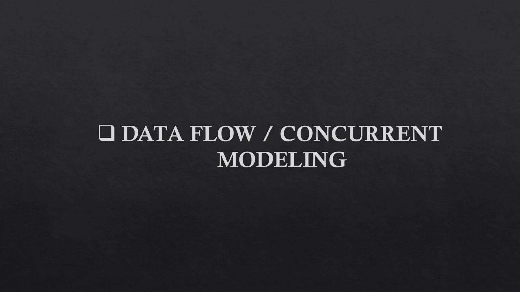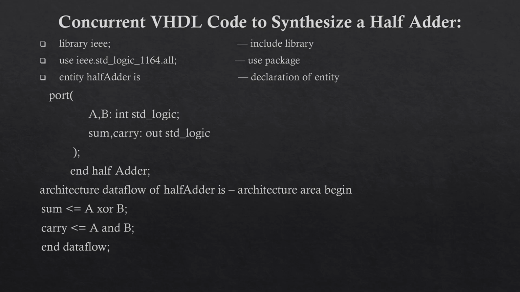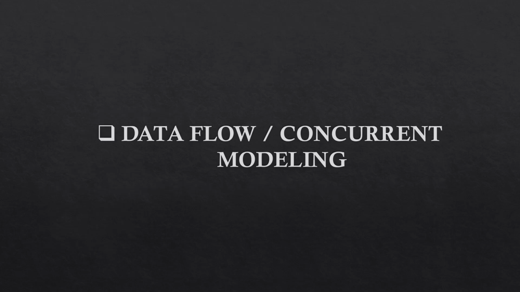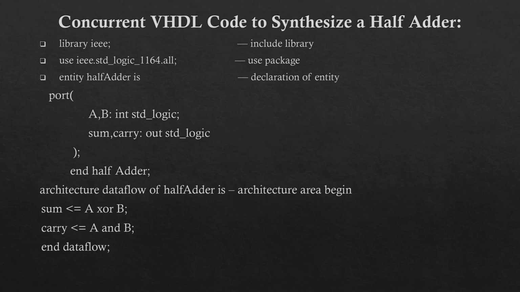The first one is the data flow or concurrent modeling. So here we have the VHDL code for synthesizing a half adder using the data flow or concurrent modeling. So first we include our library, which is IEEE, and then we use our package, IEEE.std_logic package, and then what we do is declare our entity, which is half adder in our case here. The port and the brackets is the syntax of the VHDL code. So A and B here are the input and the sum and carry are the output, as we saw before. So within that, our entity of the half adder gets over.